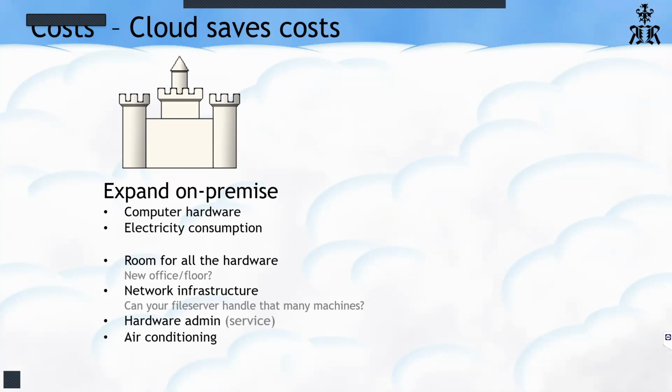And what about your network infrastructure? It's not just some cables and switches. Can your file server handle that many new machines? And at some time, you need some hardware administrator or service, and you need a lot of air conditioning the more machines you order.